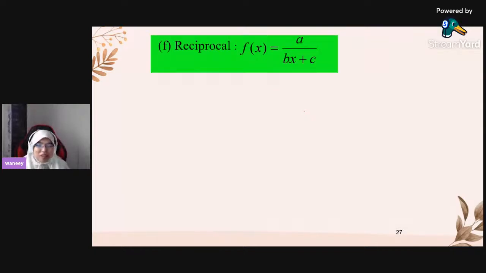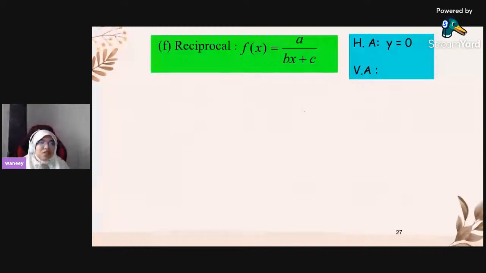We have something called the reciprocal. So for reciprocal, you need to find out what is the horizontal and the vertical asymptote. So horizontal asymptote, normally y equal to 0. So if you don't see any number at the back, that means horizontal asymptote is when y equal to 0. The vertical asymptote, you have to refer to your denominator. So in this case, the denominator is x equal to negative c over b. So those are the vertical and horizontal asymptote.